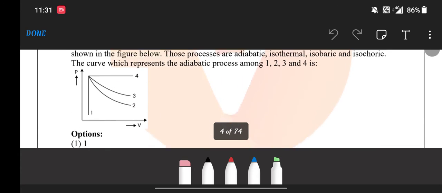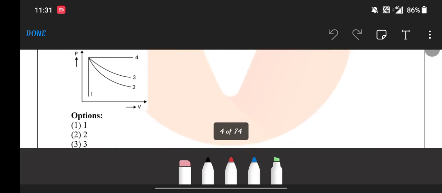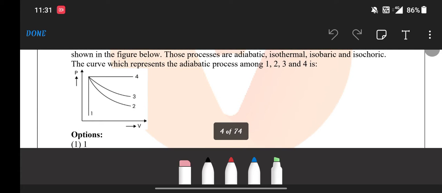So question number 8. Here they have said that an ideal gas undergoes 4 different processes from the same initial state as shown in the figure below. Those processes are adiabatic, isothermal, isobaric, isochoric. And which curve among 1, 2, 3, 4 represents the adiabatic process, we have to mention.